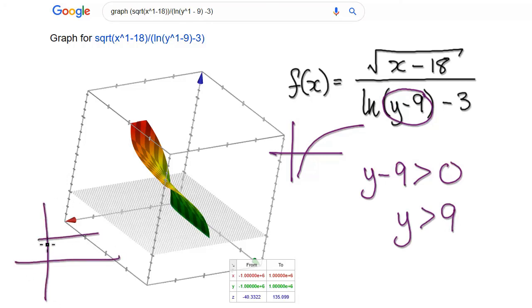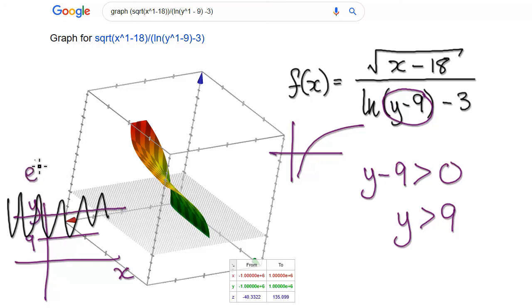So this is 9 here. This is 9 here. So on your xy plane, this is saying y has to be bigger than 9. And earlier we had a line going through here where it cannot be e to the power of, what was it earlier? 3 plus 9, I think it was.